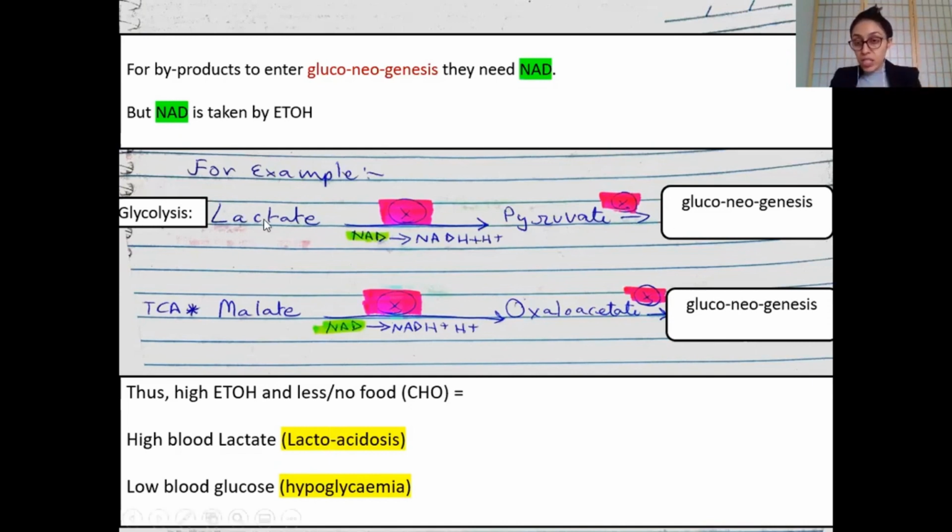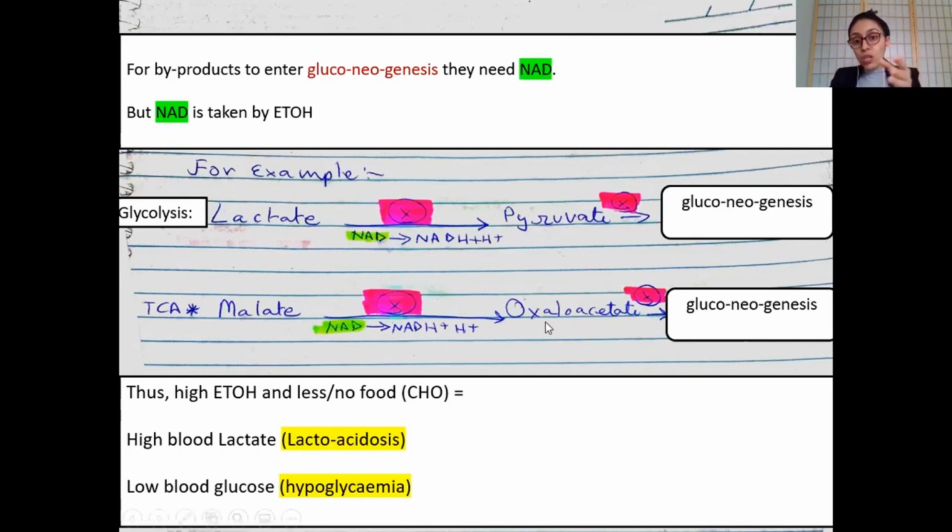From glycolysis, you have lactate production, FYI, if you were not aware. Now lactate to pyruvate does not happen because this requires NAD, and we know NAD is taken up by alcohol metabolism. So NAD is not available, and this pathway will not take place. Then you have malate, which can also be converted to oxaloacetate. Oxaloacetate can enter gluconeogenesis, ideally in a healthy individual.